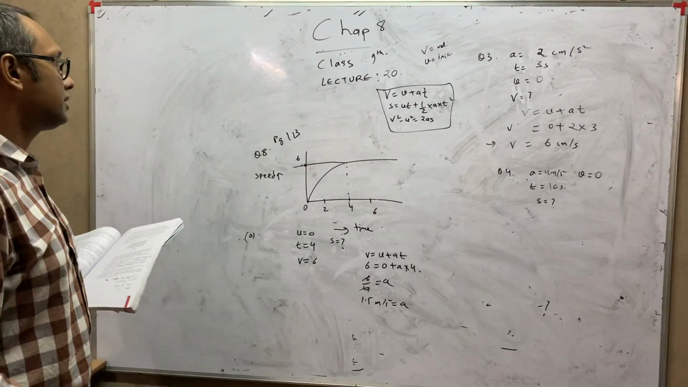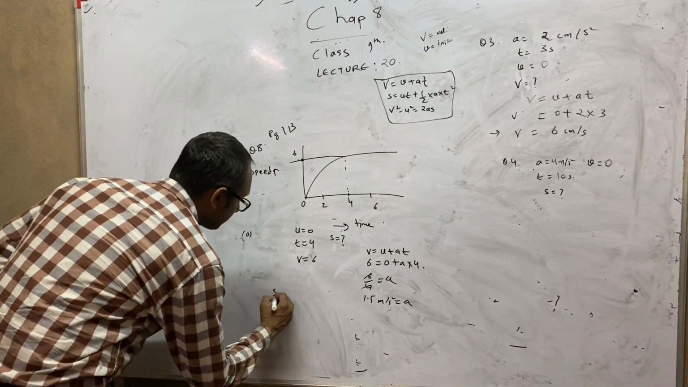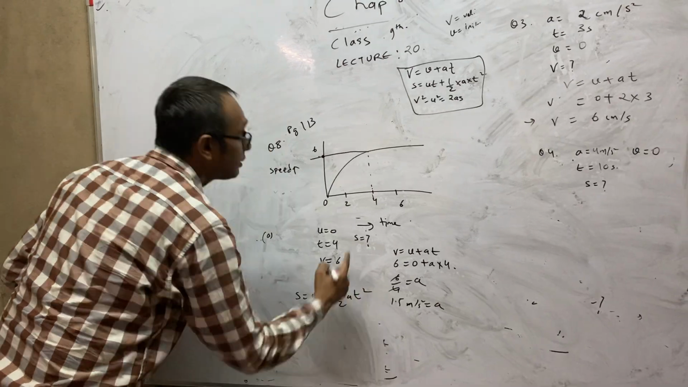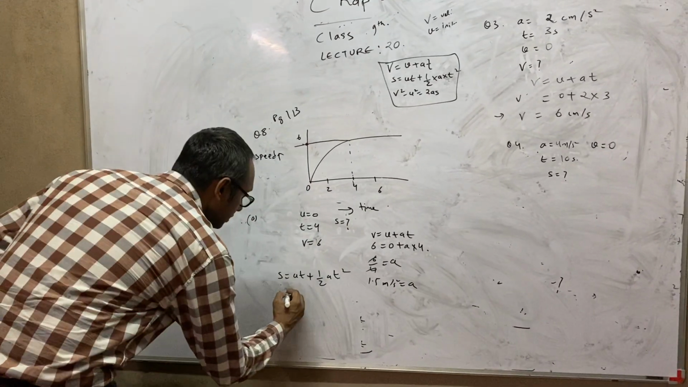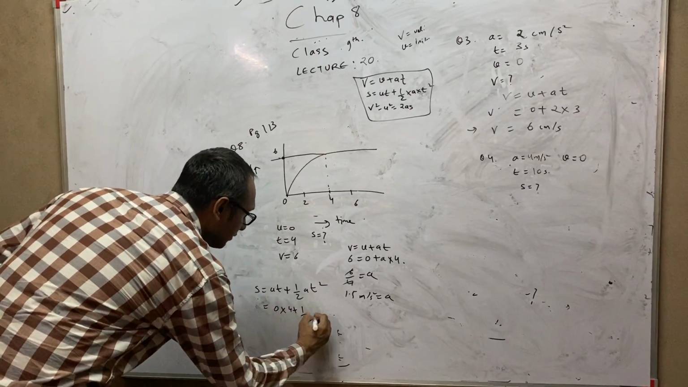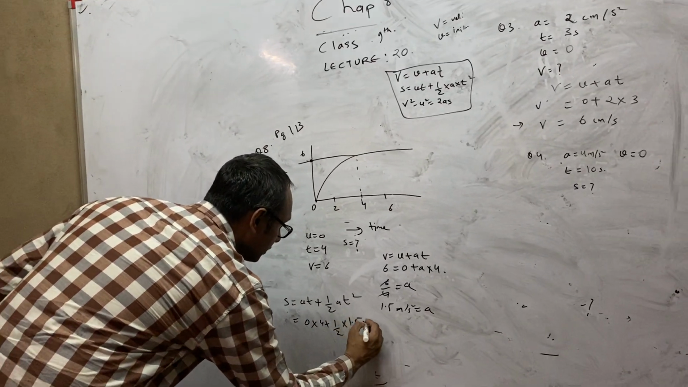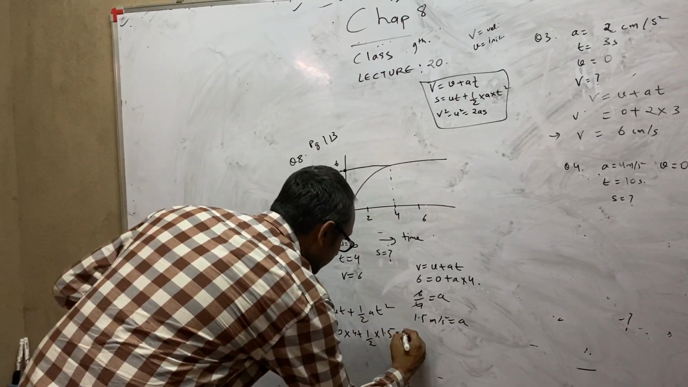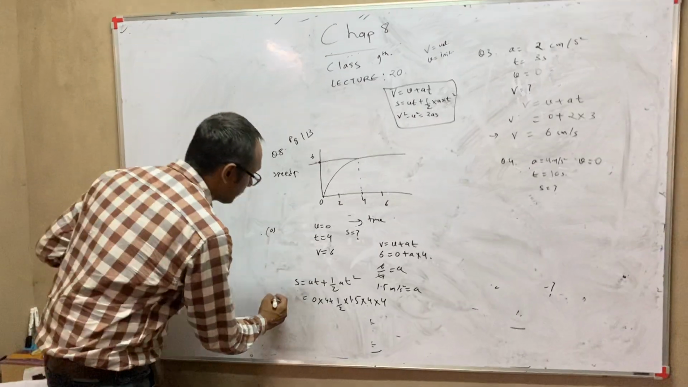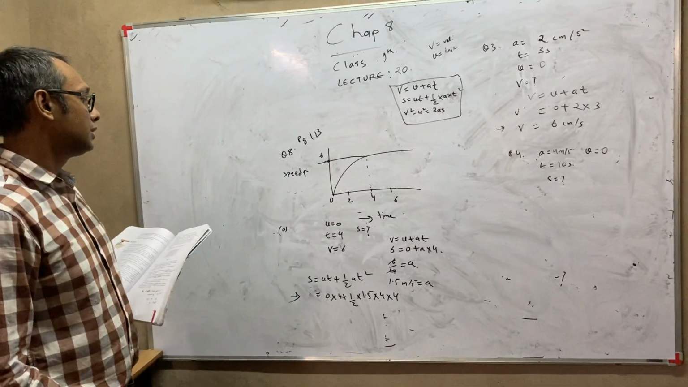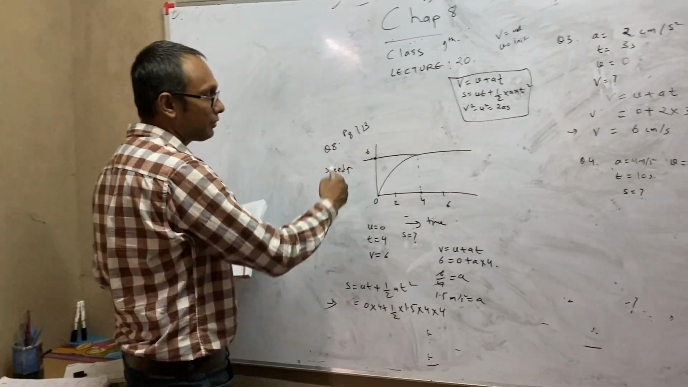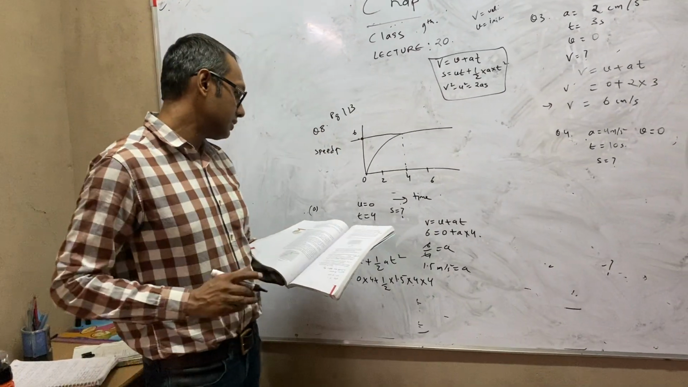Now I can use any of the formulas. I like to use the second one because it is faster. First one, ut plus half at square. U they have given 0. So 0 into time 4 plus half, acceleration is 1.5, and then 4 square, 4 into 4. So this calculation of distance now you finish on your own. So in this sum we read from the graph. The value of V you have to read from the graph. So in these sums you will have to do that.